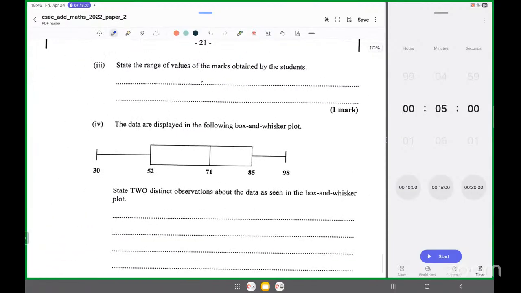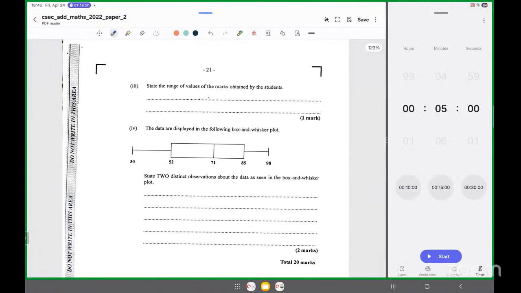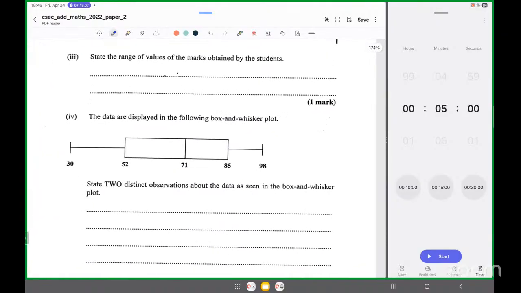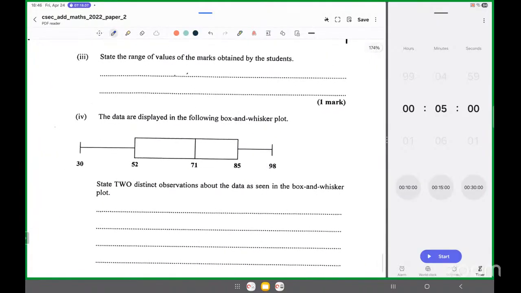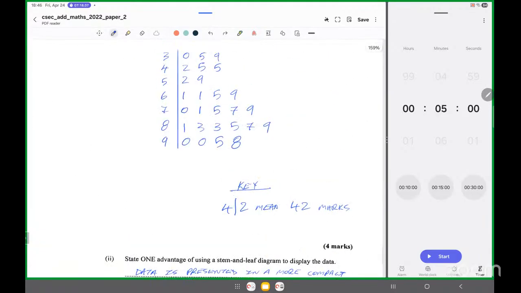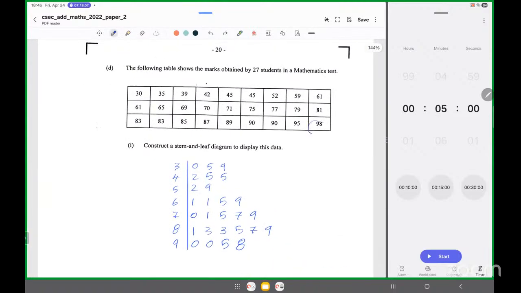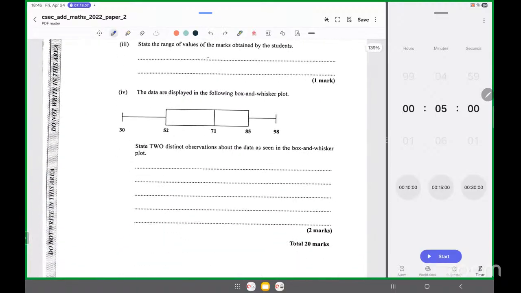Do this one for me now. This question says: state the range of values of the marks obtained by the students. 1 mark for that, that's easy. The range is the largest value minus the smallest value. This minus this. Good? Right? Largest minus smallest.